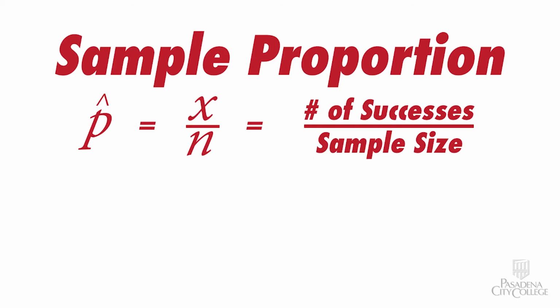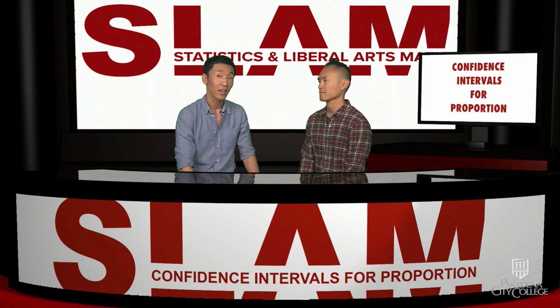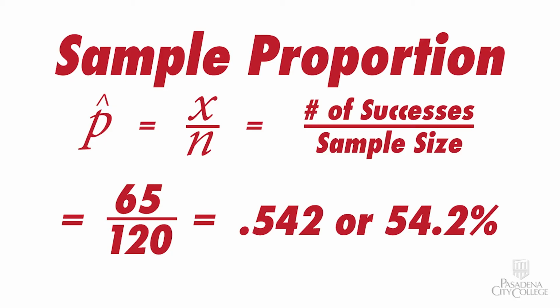Sample proportion is denoted by p hat, which is equal to x over n, where x is the number of successes and n is the sample size. We can find the sample proportion by dividing number of successes by the sample size. In this case, p hat is equal to x over n, which is 65 over 120, which is 0.542 or 54.2%. That means 54.2% of the sample wash their hands.